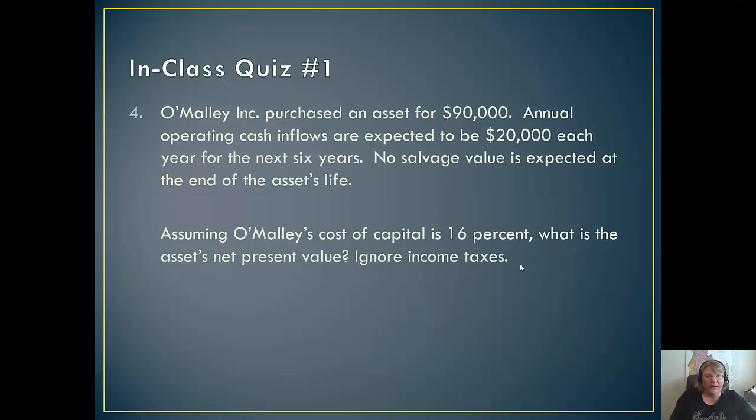And then O'Malley has purchased an asset for $90,000. Annual operating inflows are expected to be $20,000. No salvage value is expected at the end of the asset's life. Assuming O'Malley's cost of capital is 16%, which is really high, but if you have bad credit, you might have that. What is the asset's net present value, ignoring income taxes? The net present value is actually negative $16,000, and we'll show you how to do that.